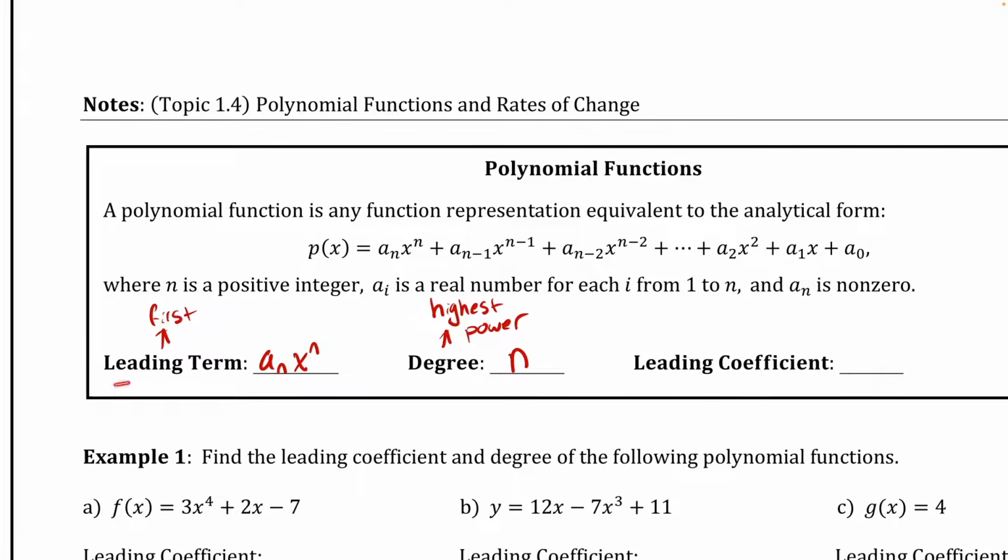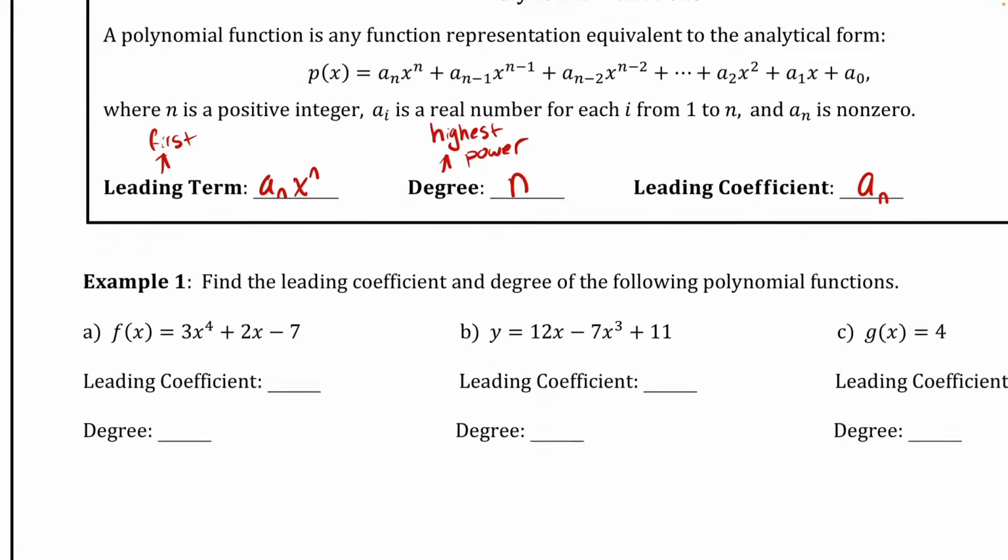Ooh, this is not a leading term, it's a leading coefficient. Coefficient is the number in front of the x or in front of the variable. What is the leading coefficient? A sub n. Now you know your definitions of what is degree. It's the highest power. Leading coefficient is the coefficient in front. Leading term is the entire term in front. So far, so good with our vocab. We all nod our head, yes.